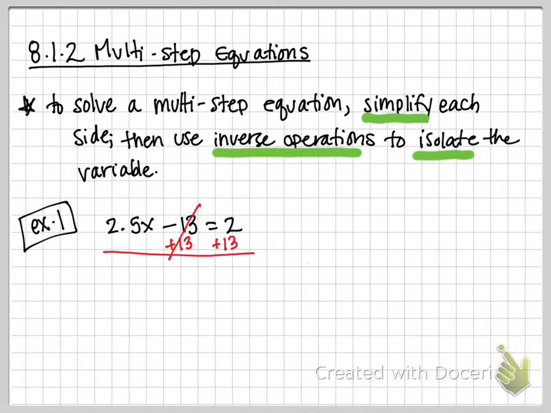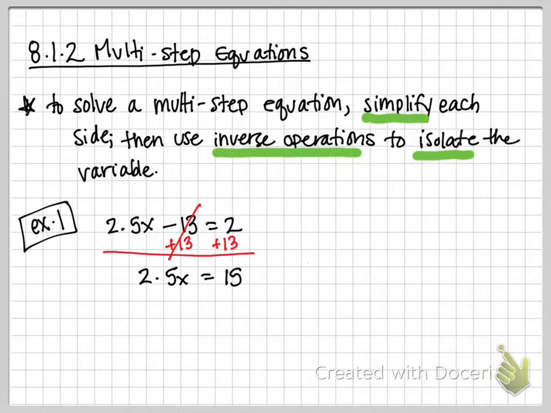Then bring down what we have left, because we got rid of the 13, but we need to bring down the 2.5x. Is x by itself in positive yet? No. So this is why it's multi-step. We have another thing to do.